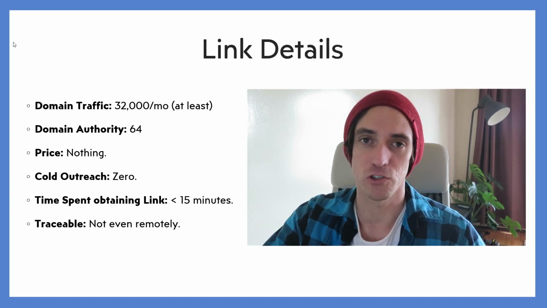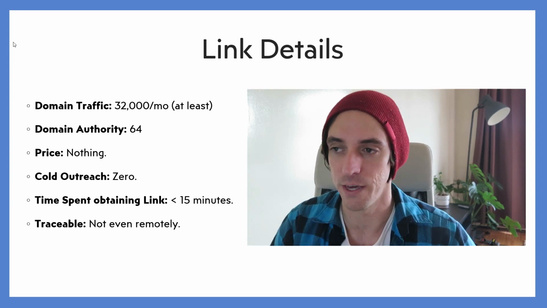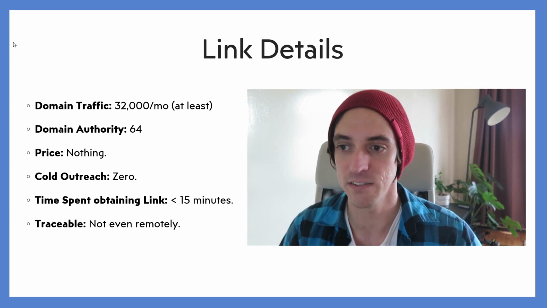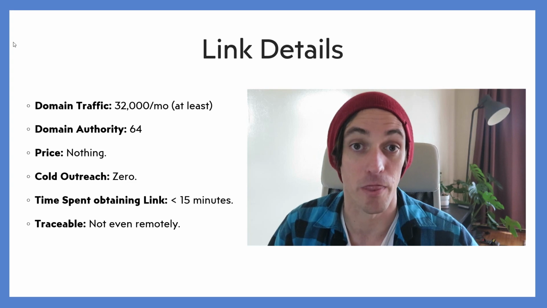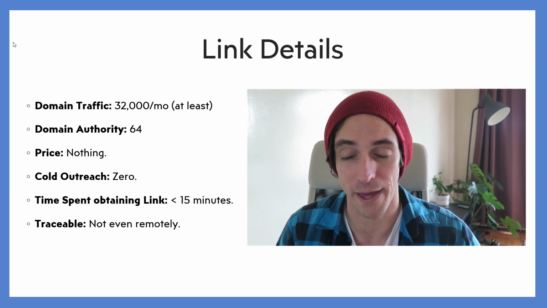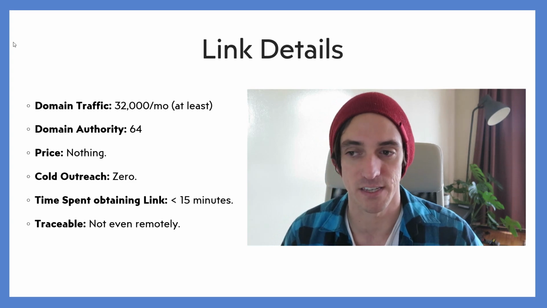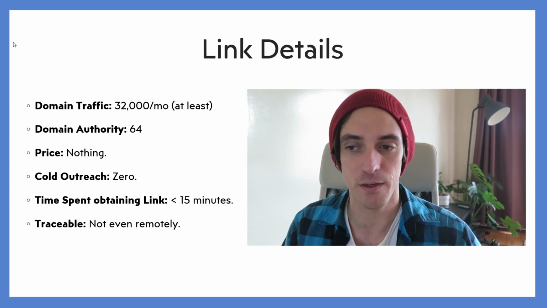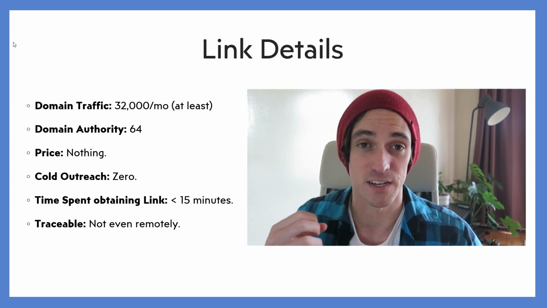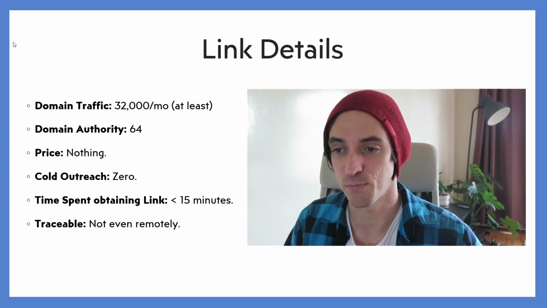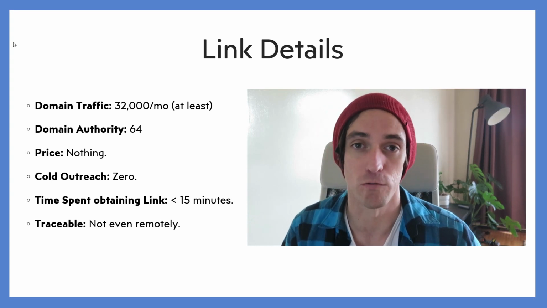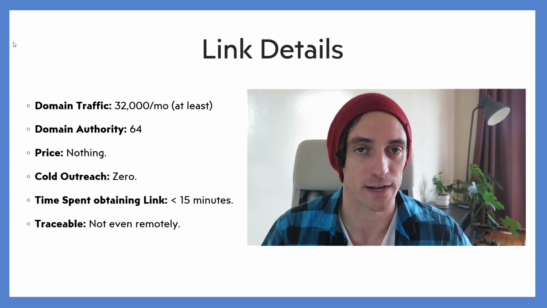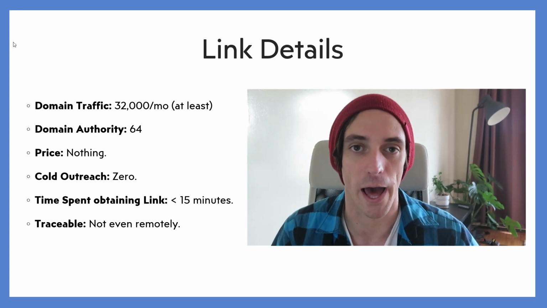So if we go through, I'll just show you one of the links that I built earlier this year using this strategy. The domain traffic on the site where the link was placed was 32,000 visitors per month to the domain, not the page. And that was measured by SEMrush. The domain authority measured by Moz, of course, was 64. It cost me nothing. The cold outreach was 0. I didn't send any cold outreach emails at all. And I spent probably 15 minutes or less overall obtaining this link. And a really nice thing about it is it's not traceable at all back to me. There's really no evidence that I placed the link.